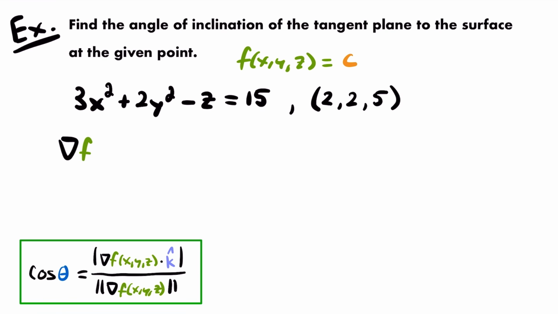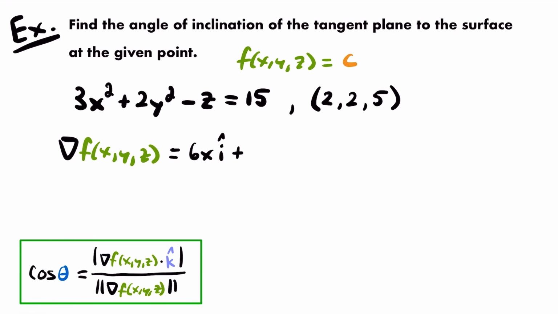The gradient of f(x, y, z) will be equal to an x component that is the partial derivative with respect to x. In this case, there's only one term in terms of x, so just take the derivative of that. The other two terms would have a derivative of 0 with respect to x. So we get 6x to the first power times i, right? That would be the derivative of 3x squared.